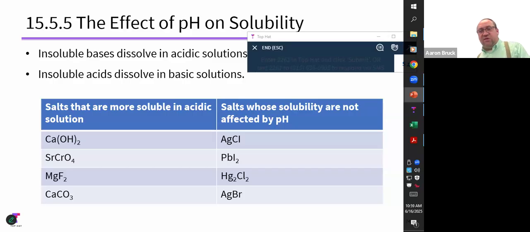These on the right-hand side, the silver chloride, the lead 2 iodide, these are not affected by pH, and the main reason they're not affected is their conjugates are strong acid conjugates. Hydrochloric acid, it's a strong acid. It stays split apart. Hydroiodic acid, hydrobromic acid, they all are strong acids. They stay apart. So adding acid and lowering the pH doesn't do anything, because the resulting product is just going to regenerate those ions and put them back into the solution. There's not going to be any net loss.